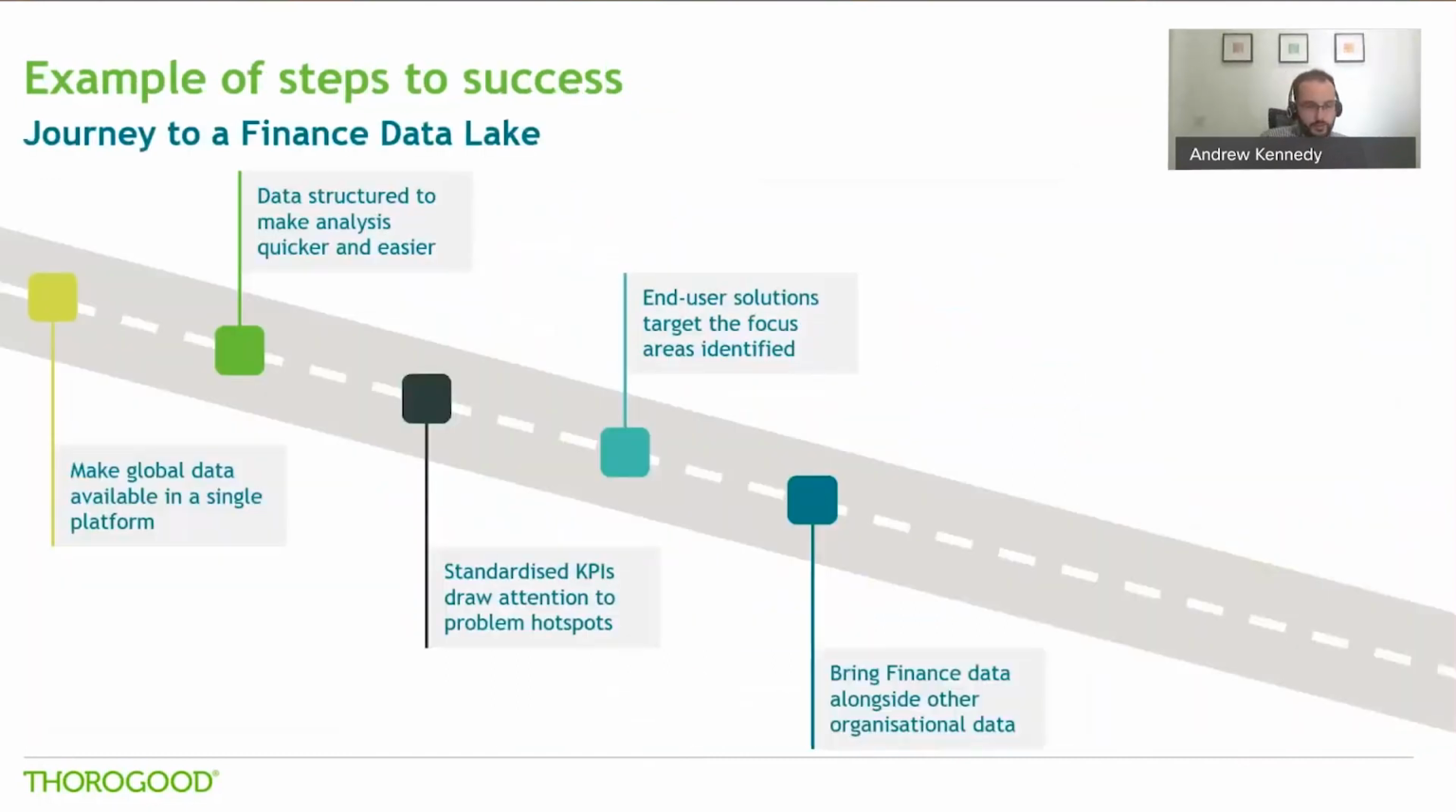Finally, I wanted to show an example of what this can look like for a customer. So again, this is based on things that we've done at other customers, and how you can deliver value along the way. So in this case, we've broken down the journey into kind of 5 steps, starting by making the data available in a single platform, then moving on to structuring the data so that the analysis is quicker and easier, then standardizing KPIs. From there, you can start to build out kind of targeted solutions, and then finally bringing, in this case, it was a finance data lake, so bringing finance data alongside other organizational data.